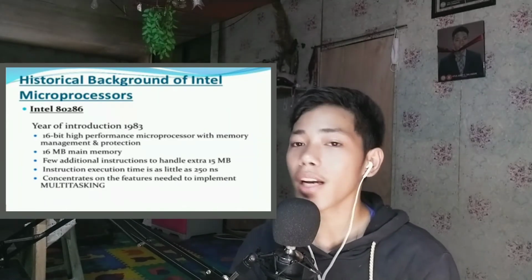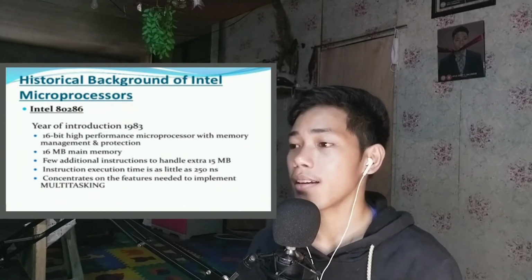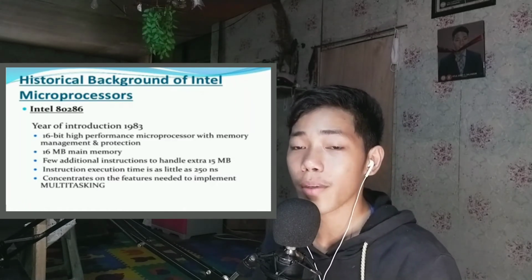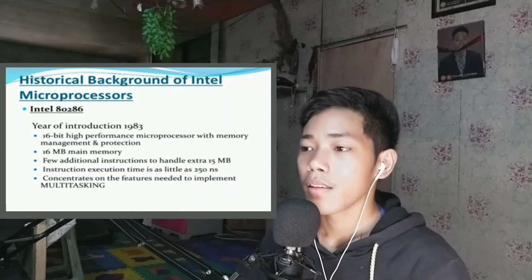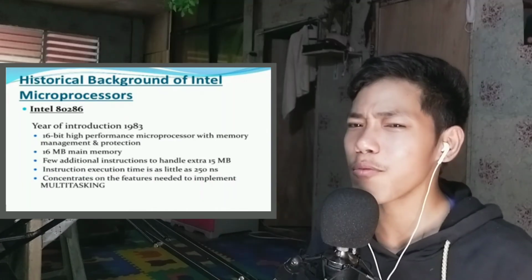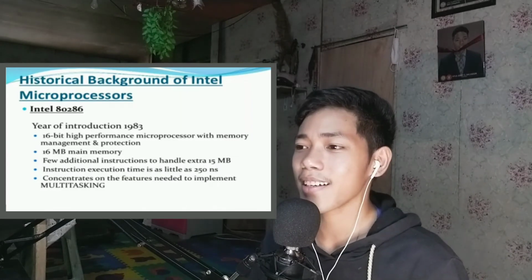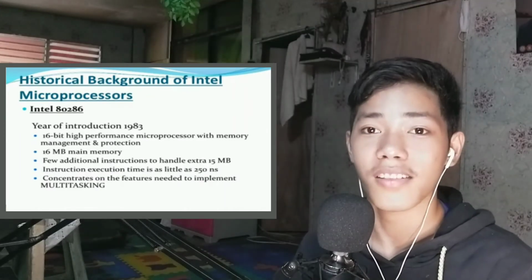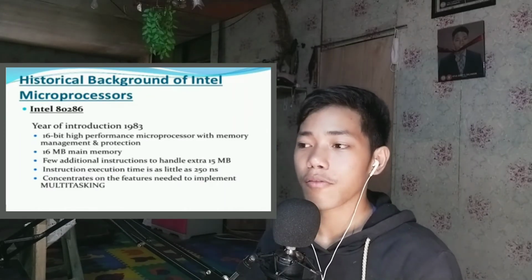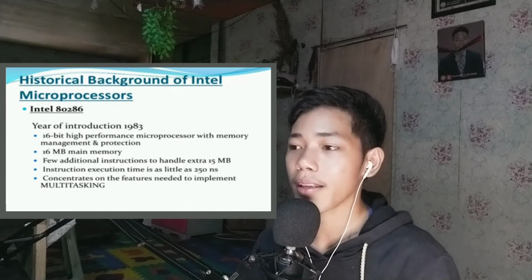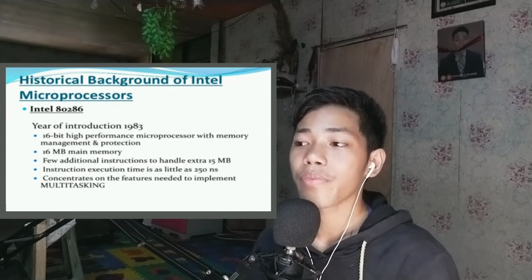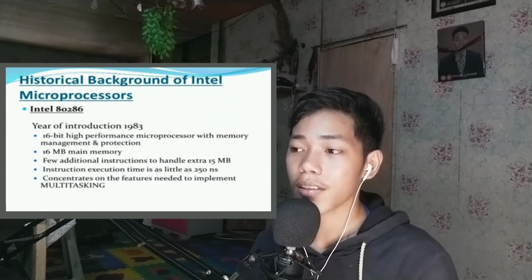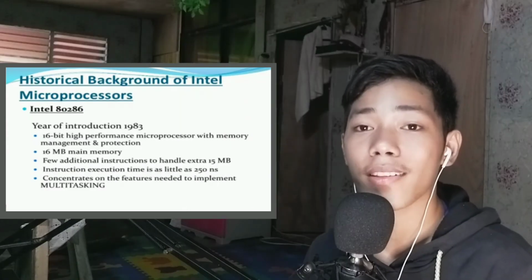The year of introduction is 1983. It is a 16-bit high-performance microprocessor with memory management and protection. 16 megabytes main memory, so much higher than the usual memory before, which was 1 megabyte. Now the memory is 16 megabytes. Few additional instructions to handle the extra 15 megabytes. Instruction execution time is as little as 250 nanoseconds. Concentrates on the features needed to implement multitasking.